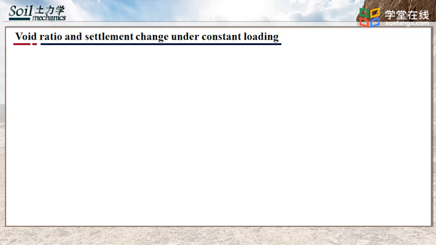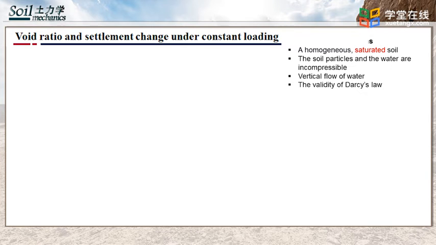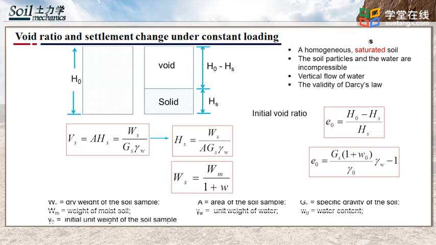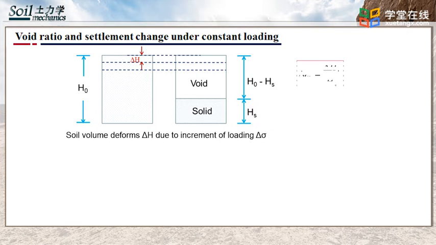After the time deformation plots for various loadings are obtained in the laboratory, it's necessary to study the change in the void ratio of the specimen with pressure. Let's assume the soil is homogeneous and saturated, the soil particles and the water are incompressible, with vertical flow of water and the validity of Darcy's law. According to the phase diagram, we can calculate the initial void ratio of the specimen e0. For the first increment loading, which causes a deformation delta H1, calculate the change in the void ratio delta e1 in this equation. Delta H1 is obtained from the initial and the final dial reading for the loading. Then calculate the new void ratio e1 after consolidation caused by the pressure increment.